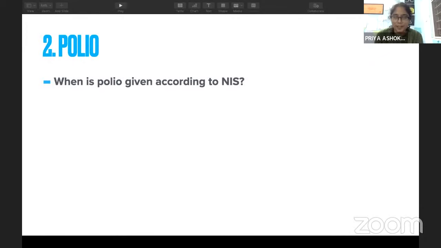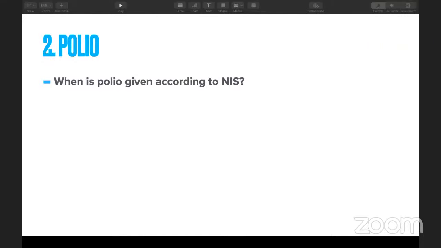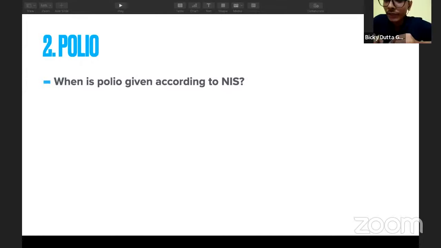Polio. When is polio given according to NIS? It's given OPV 0 dose at birth, then 6, 10, 14 weeks. And again, the OPV booster will be given at 16 to 24 months and at 5 years. Directly 5 years? No, every year up to 5 years. I'll give you that. What about IPV? Fractional IPV will be given at 6 and 14 weeks. Okay, right.